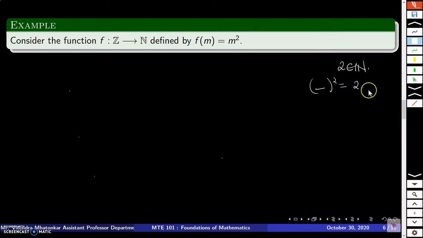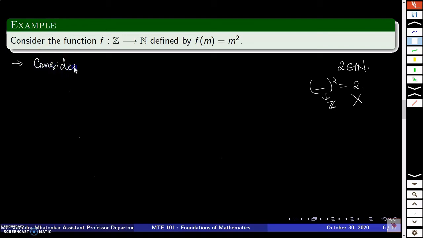Is this possible? Where this one is an integer? No, that's not possible, because the square of no integer will give you 2, right? So this is what we will prove, that there is no integer in the domain of f whose square will give you 2 as the answer.